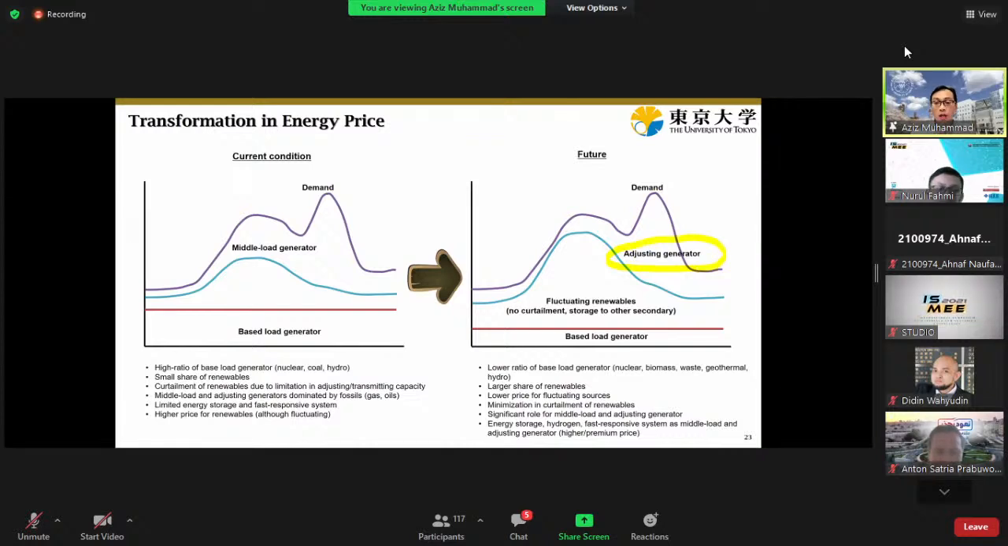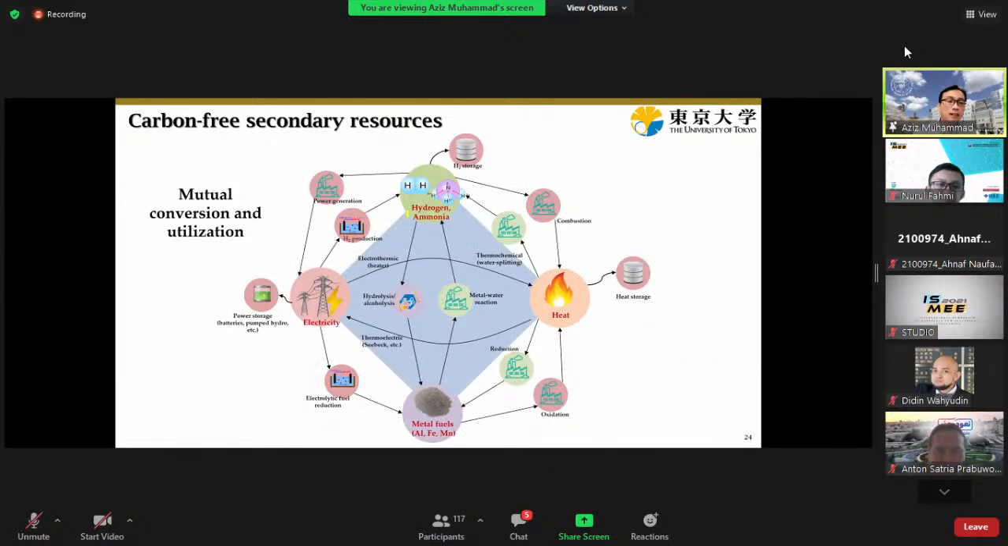Adjusting generators, like in case there is any kind of surplus electricity or unutilized energy, we can absorb it and convert it to any kind of energy which can be stored effectively, like hydrogen, like ammonia, and so on, depending on the time that we would like to use it. For hydrogen, maybe it can be utilized for the short term, and ammonia for the long term of energy storage. And this is when we are talking about zero carbon, about the carbon-free energy system.